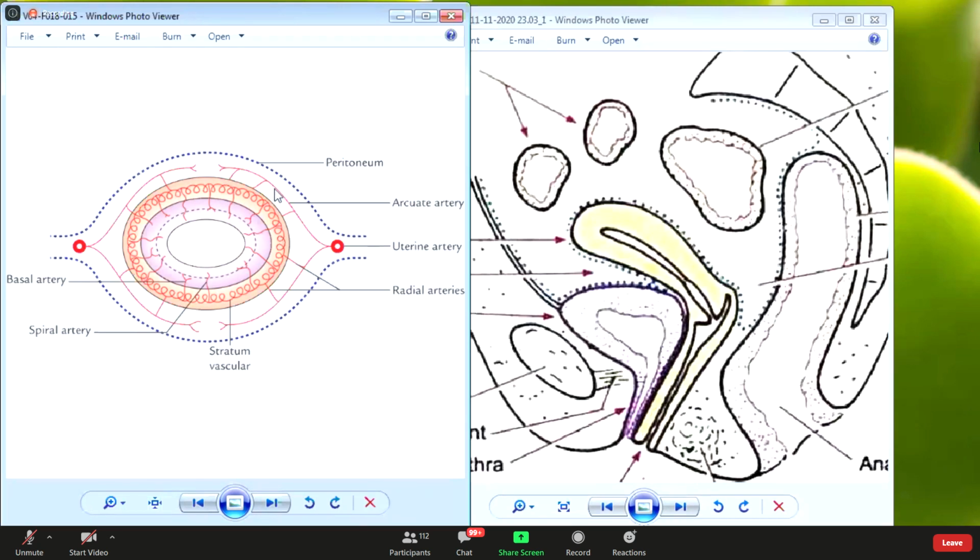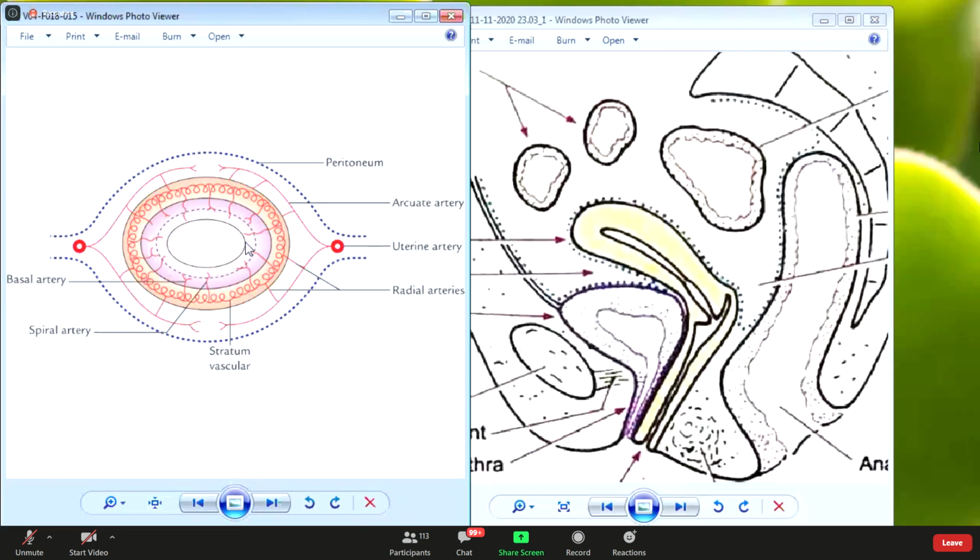And from these arcuate or coronary arteries, some radial arteries emerge and enter into the myometrium and form anastomosis with each other to form the stratum vasculare. From this stratum vasculare, some vessels emerge. They are the basal arteries and the spiral arteries, and they supply the endometrium. The basal artery supplies the stratum basalis, and the spiral artery, which is longer and tortuous in course, reaches the stratum functionalis, which is shed out during menstruation and causes the menstrual bleeding. But the basal artery remains within the stratum basalis and helps in regeneration of the functional layer.